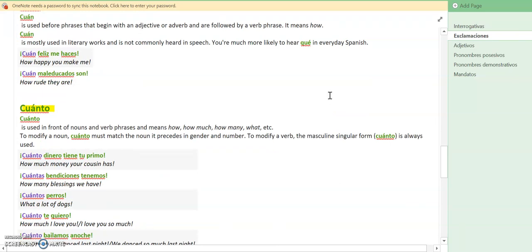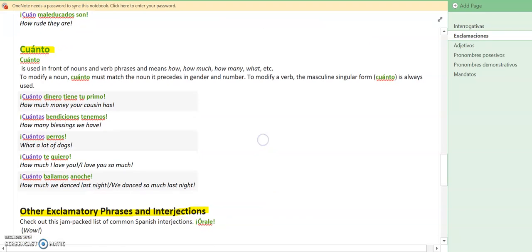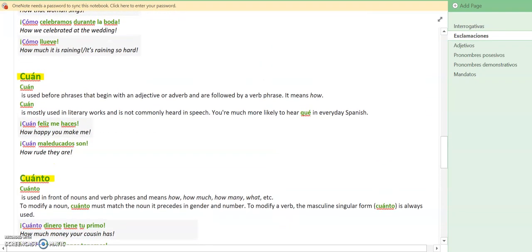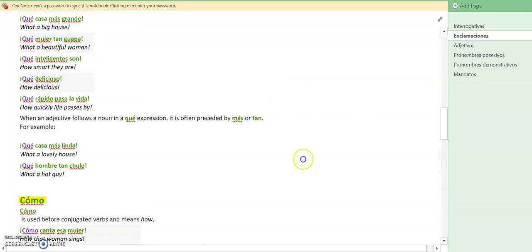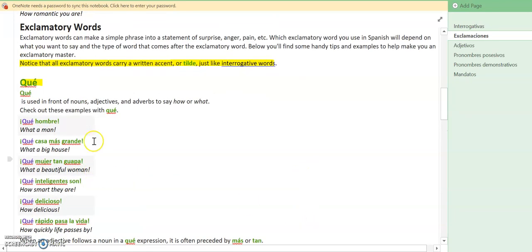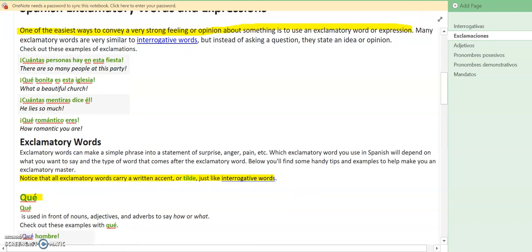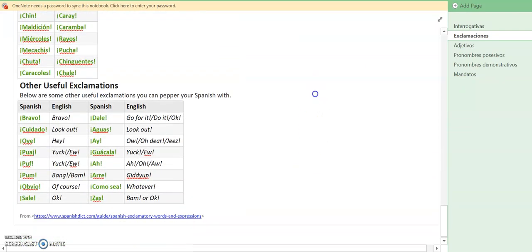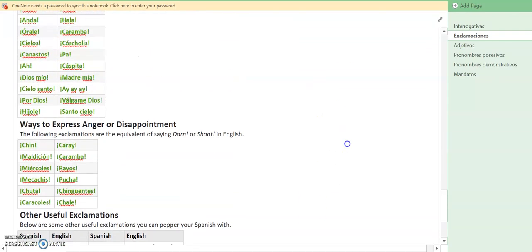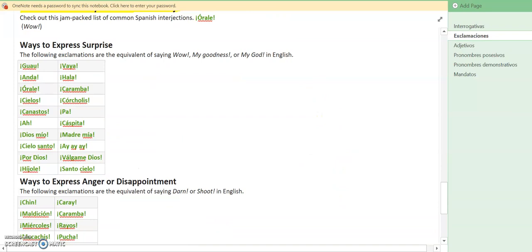And there is an example of each. So cuánto, there's an example. Cuán, you have an example. Cómo, you have an example. And qué, you have an example. And then at the top, it says, all exclamatory words carry a written accent like interrogative words, so you can see that they'll have an accent, so that is the answer to letter G. And then you can use this list up here for examples, or the list all the way on the bottom for examples, but these are just some other exclamations that you might find helpful.